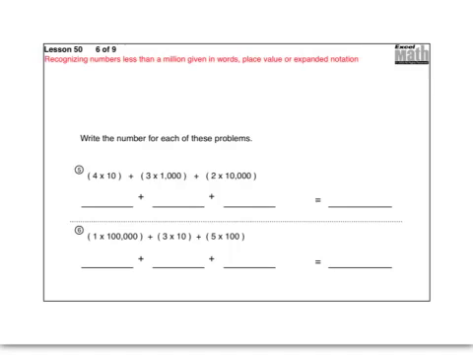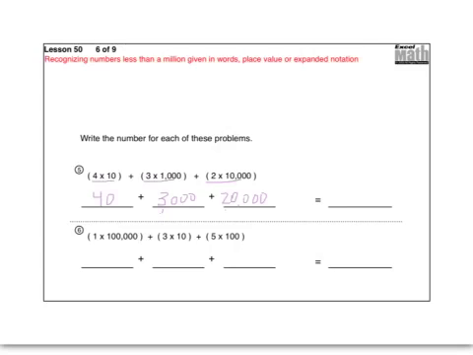And now go ahead and pause the video and do numbers 5 and 6 on your own. Turn it back on when you're ready to see what the solutions are. Okay, so you did 4 times 10 here, which is 40. 3 times 1,000 is 3,000. 2 times 10,000 is 20,000. Hopefully you got that part right.